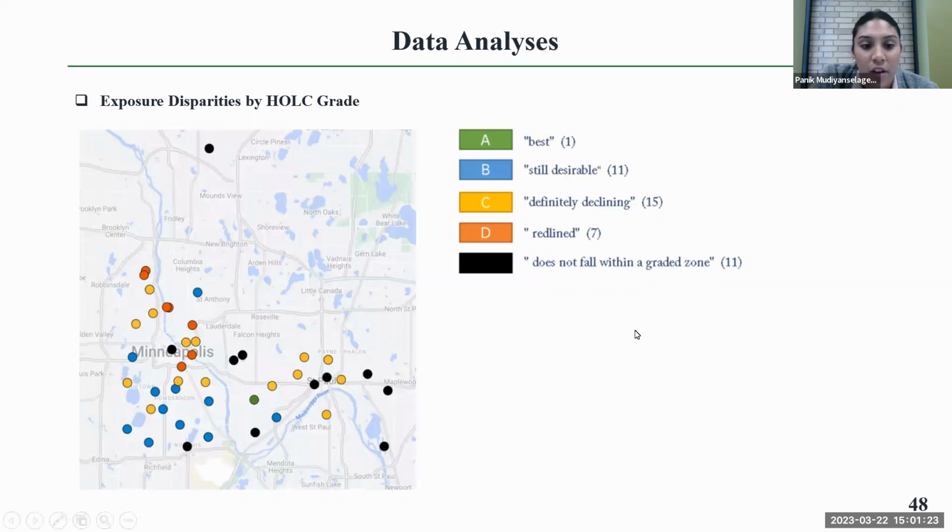Accordingly, we found one site fell into group A, which was deemed best for lending mortgage loans. Group B had 11 sites, and group C had 15. The redline group had 7 sites. We excluded 11 sites because they didn't fall in any of the zones, and we also excluded group A because there was only one site. So we just compared the B, C, and D categories.